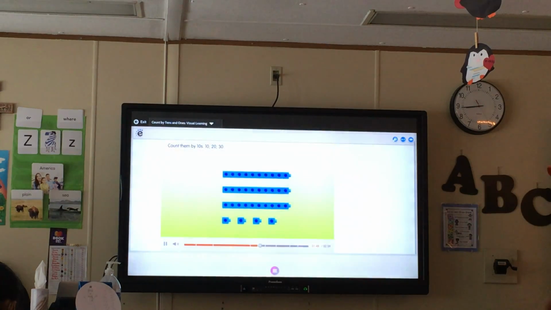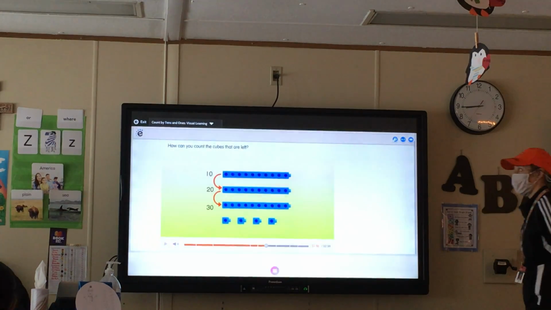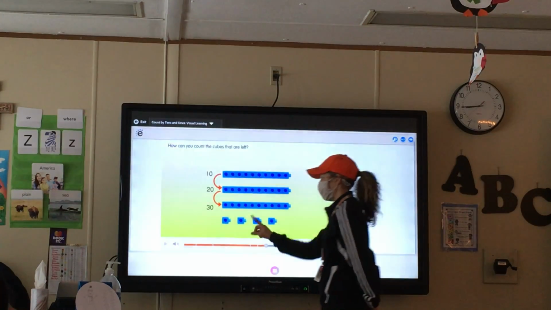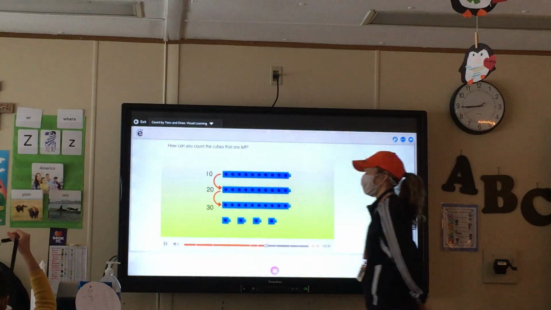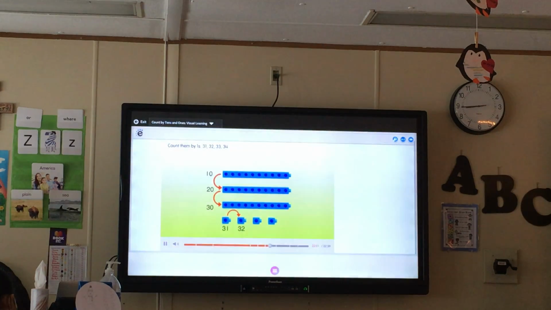Count them by tens. Here we go. 10, 20, 30, 40. Oh, wait. How can you count the cubes that are left? We count by what? No, we don't count by tens. Ones. We count by ones. Okay, so she's going to probably have you count. You ready? Count them by ones. Here we go. 31, 32, 33, 34.